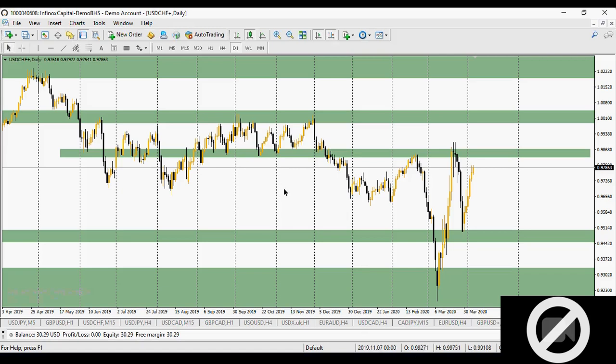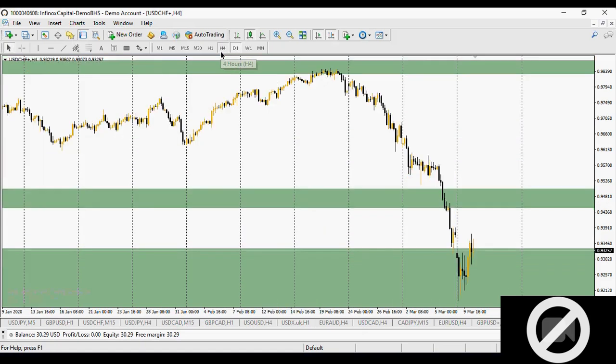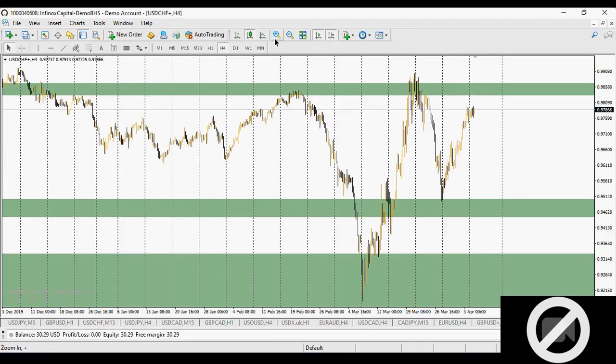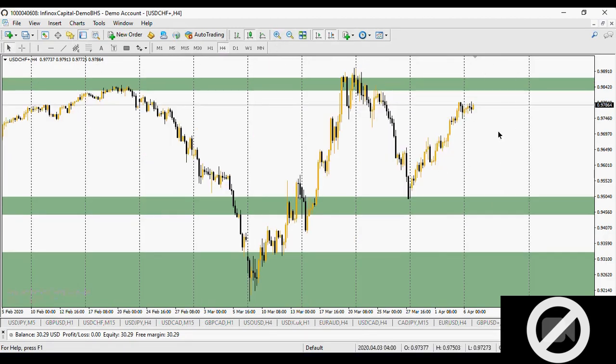But if it's the daily time frame, personally I like using a 4-hour time frame for my trading decisions. It's my best chart that I use for my trading. I use a 4-hour time frame after I've known where my areas are, areas where the market might get to.